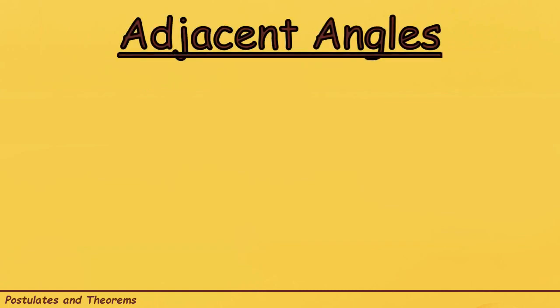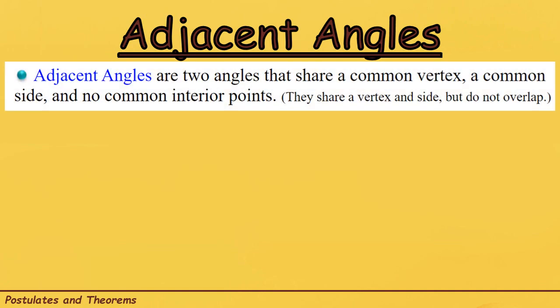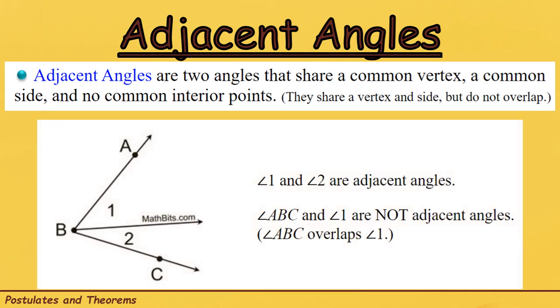The next pair of angles is adjacent angles. Adjacent angles are two angles that share a common vertex, a common side, and no common interior points. They share a vertex and side but do not overlap. Example, we have given figure here. It is angle ABC. Angle ABC is divided into two angles. We have angle 1 and angle 2. Angle 1 and angle 2 are adjacent angles.